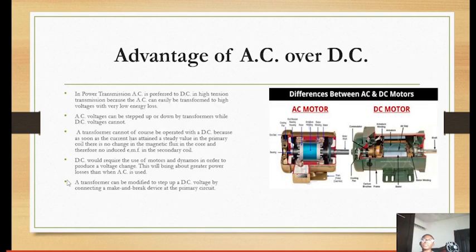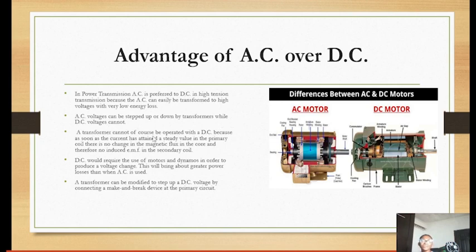What are the advantages of AC over DC? In power transmission, AC is preferred to DC in high tension transmission because AC can easily be transformed to high voltages with very low energy loss. AC voltages can be stepped up or down by transformers while DC voltages cannot.